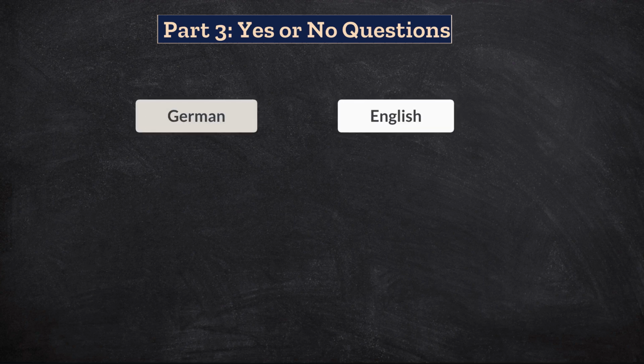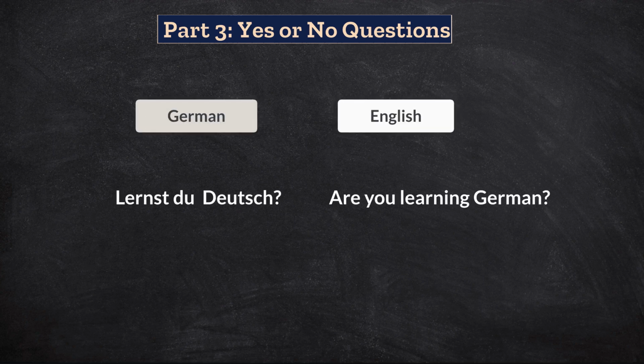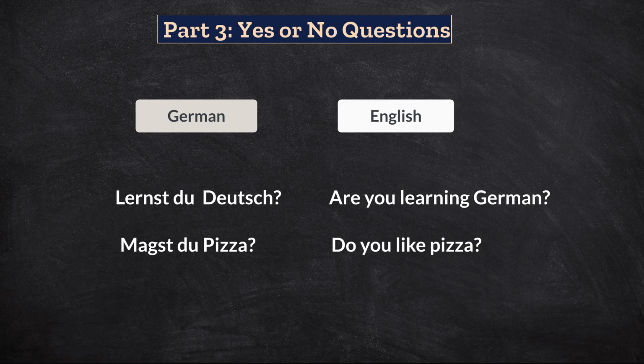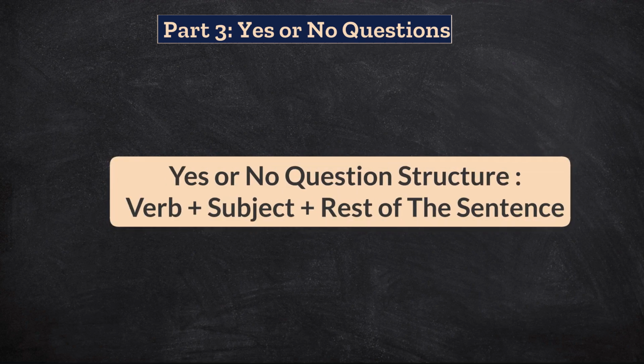Let's see 2 more examples. Lernst du Deutsch? Means are you learning German? Magst du Pizza? Means do you like pizza? In every yes or no question, the verb comes first, the subject follows, and then the rest of the sentence. Remember this structure because it helps you ask simple yes or no questions clearly in German.